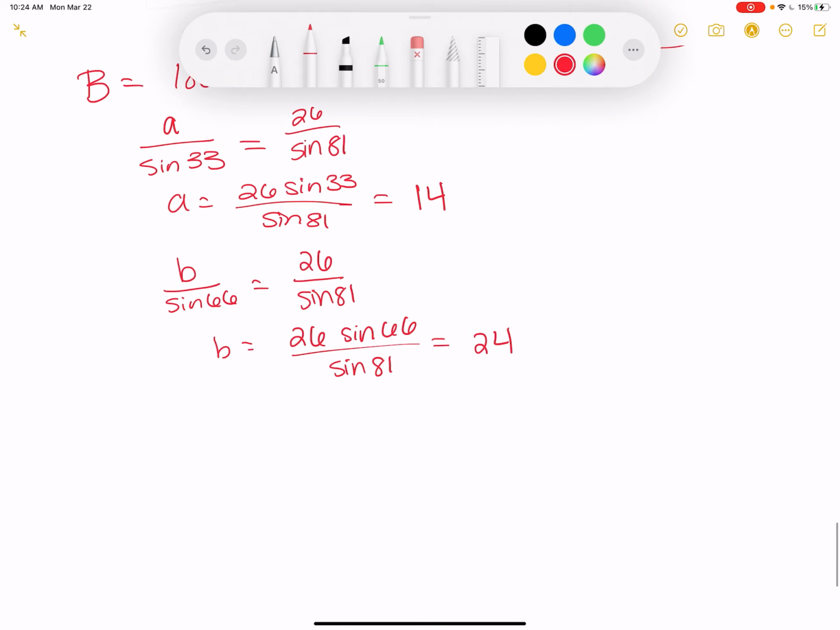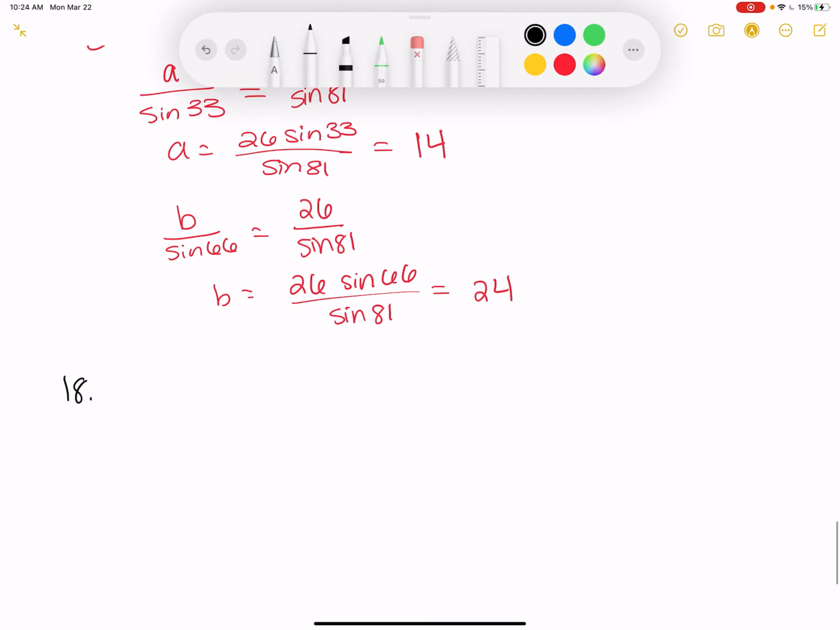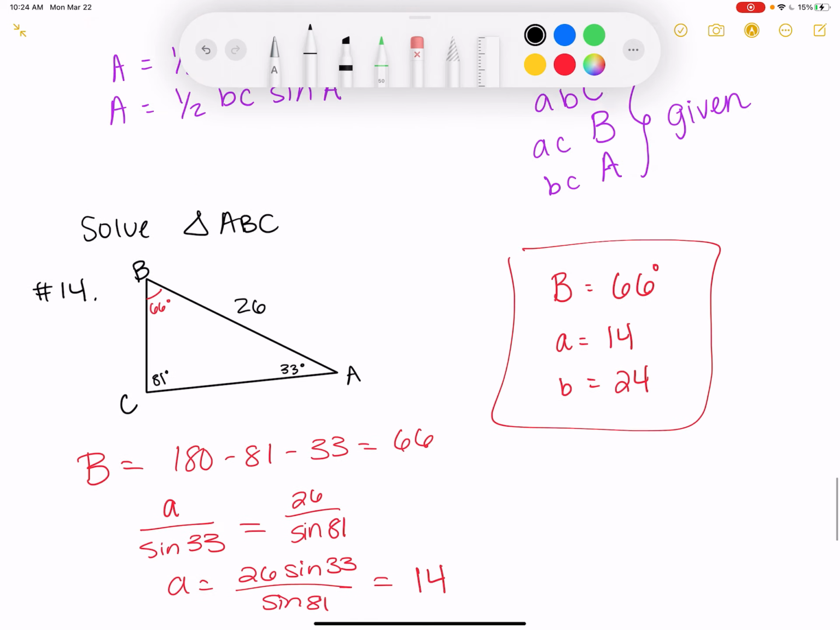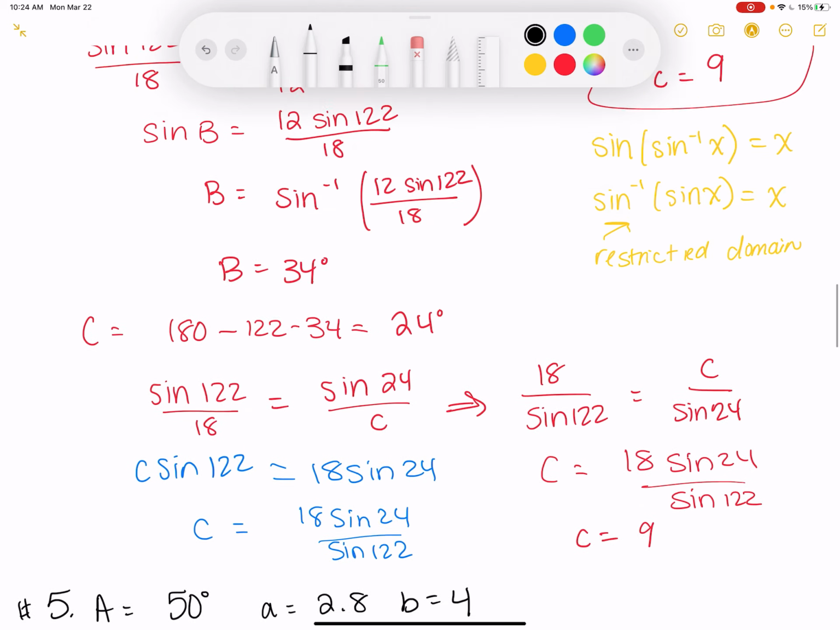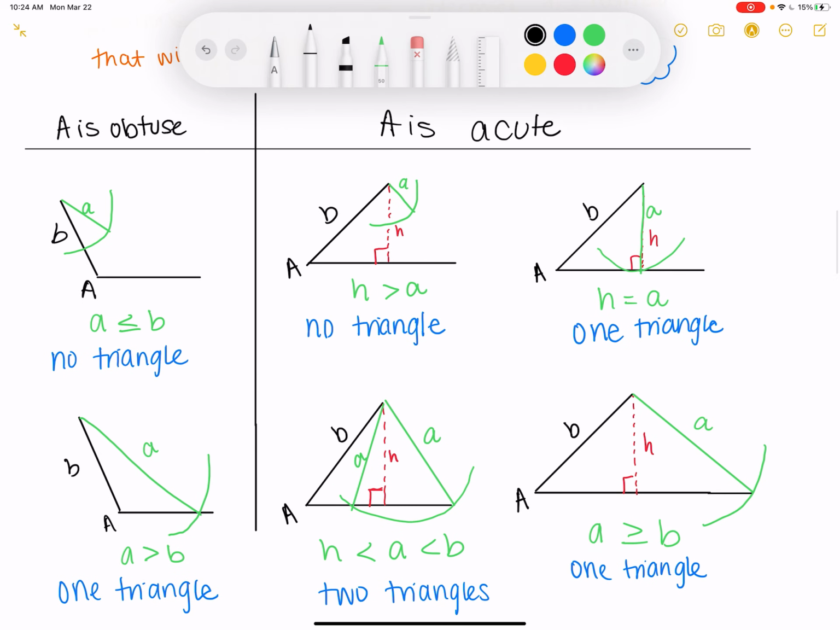Okay, let's start with 18 for the next type. So the same thing, but remember, some are gonna have no triangle, some might have two. So we need to go back and reference all of this to figure out how many triangles we're gonna have.